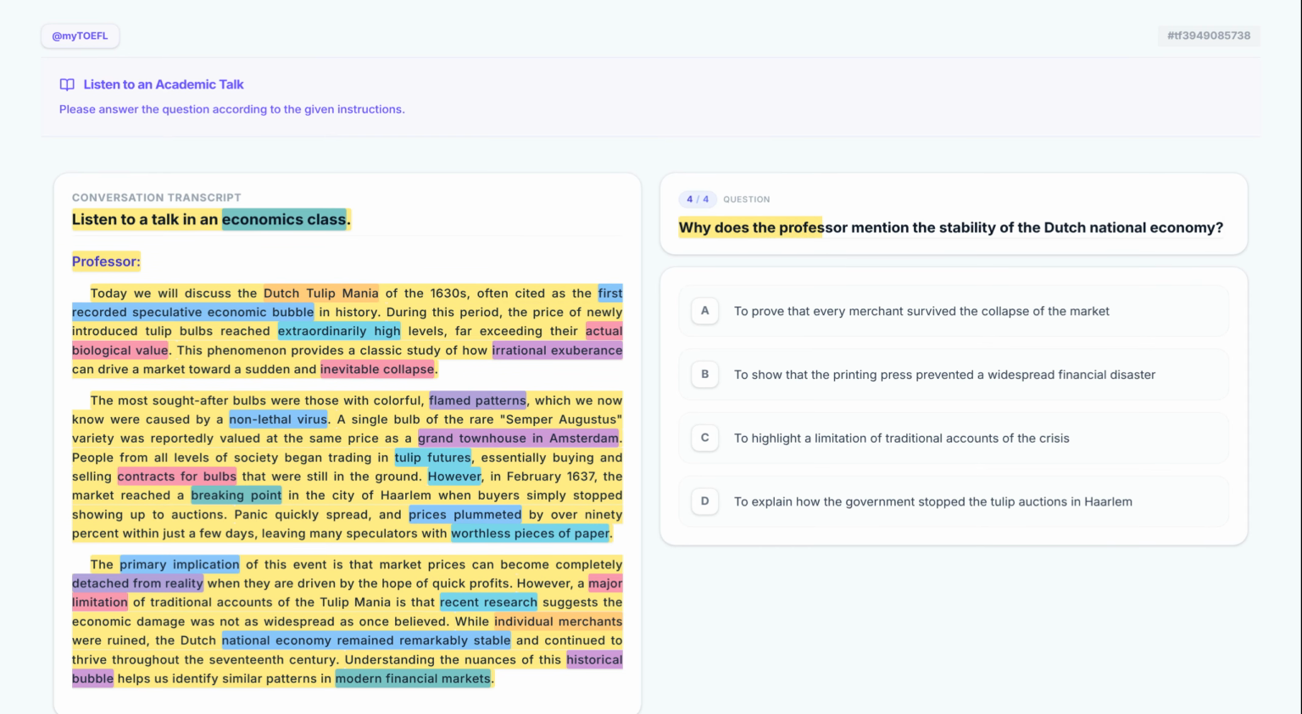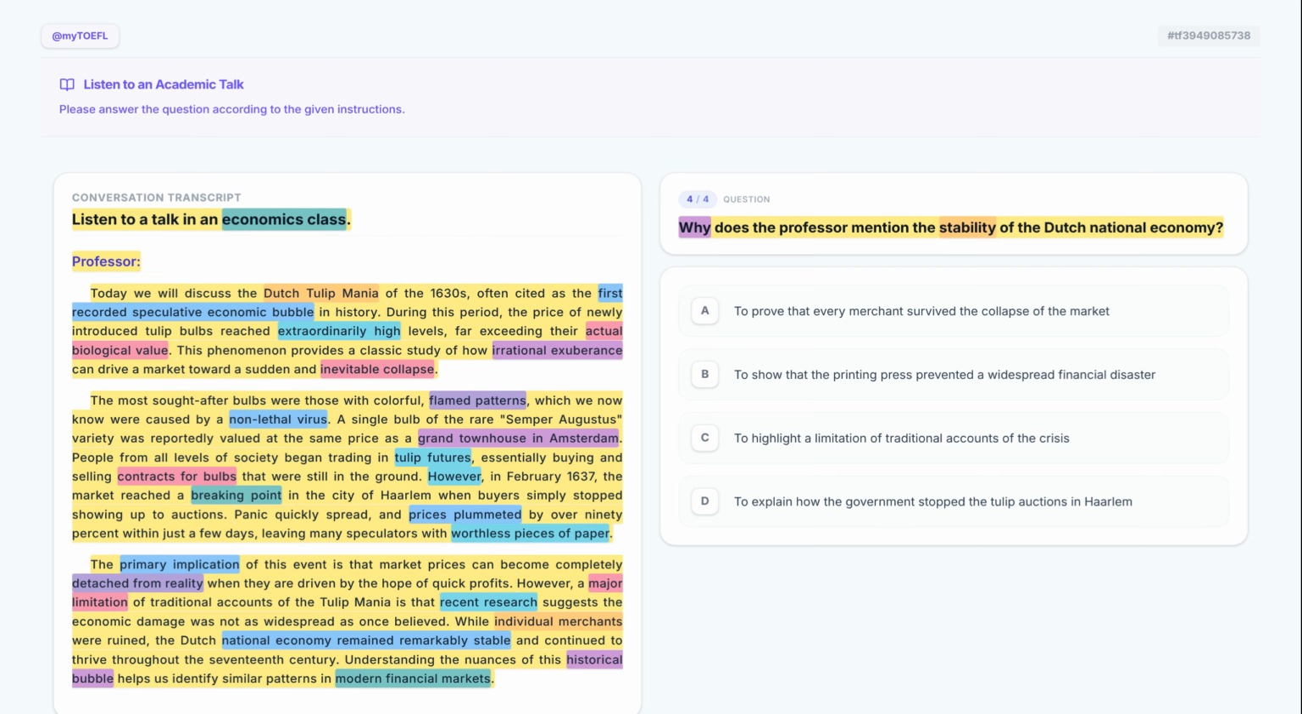Why does the professor mention the stability of the Dutch national economy? This question asks why the professor discusses the stability of the economy. This is a rhetorical purpose question about the nuance introduced at the end of the talk.